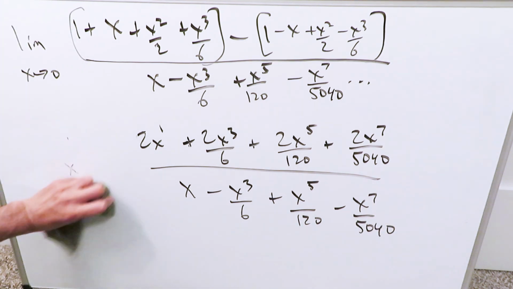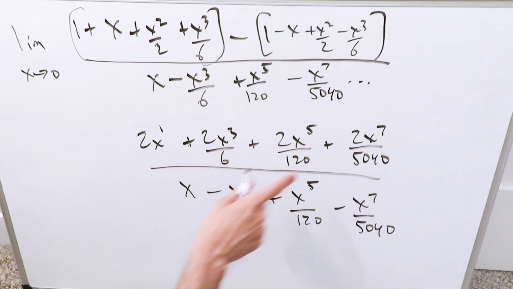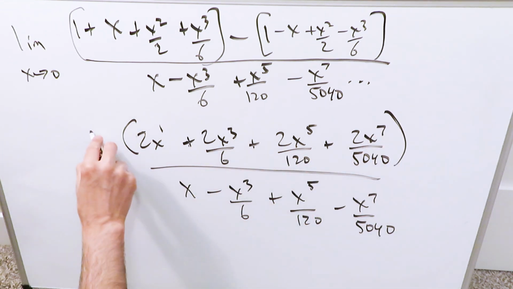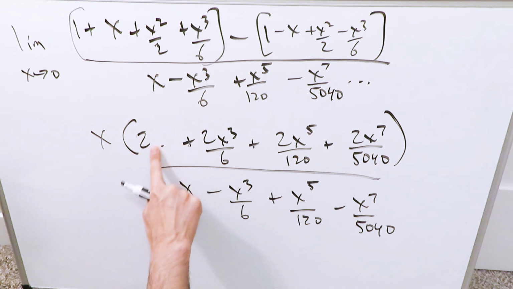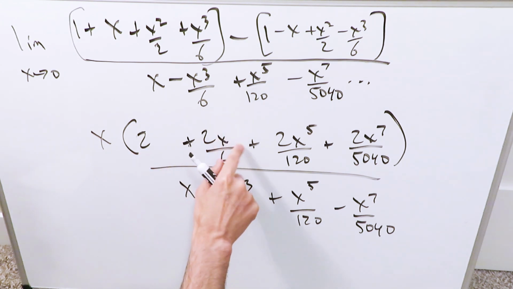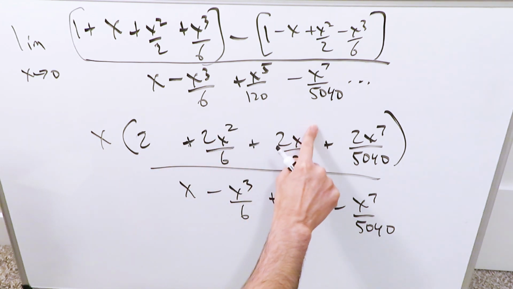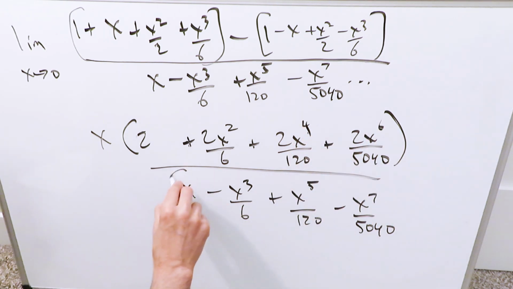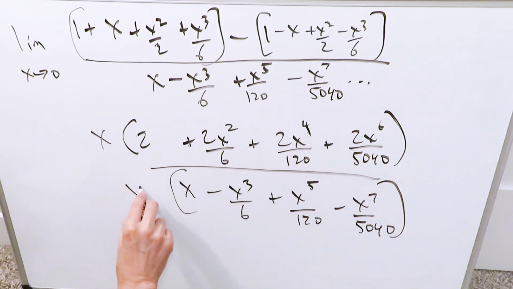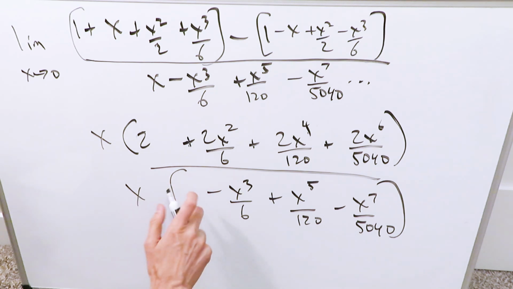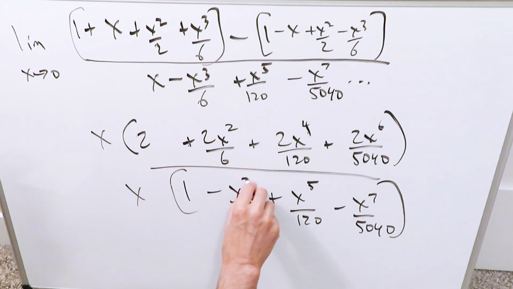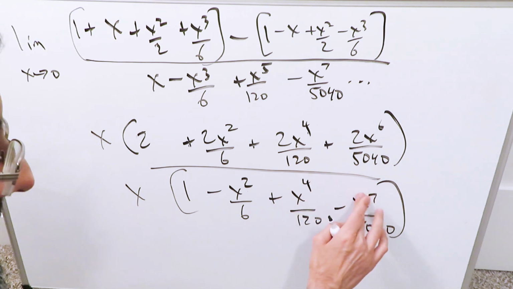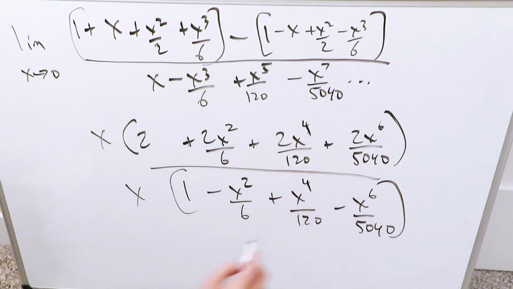I'm erasing this momentarily. If I look at all of these terms here in the numerator and I were to isolate an x, what would happen? When I isolate the x from here, this becomes a 2. When I isolate the x from here, it becomes an x squared. Here it becomes a 4. Here it becomes a 6. I'll do the same over here. I'll isolate an x. When I isolate the x, this becomes a 1. This here becomes a square. This here becomes a 4. Nothing but manipulation here. And this here becomes a 6.